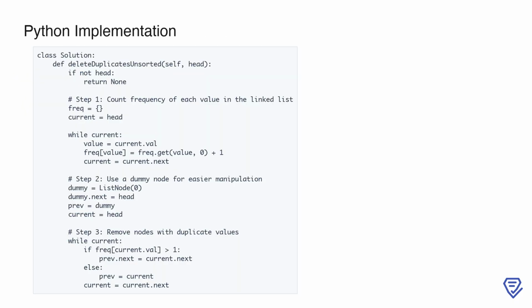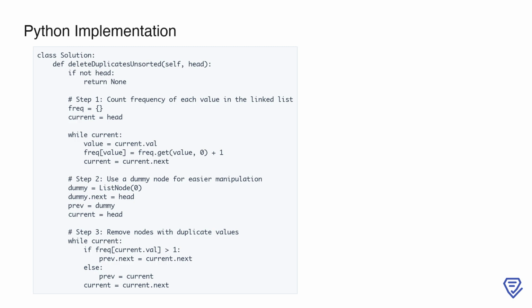Here, we start by defining a method within the solution class called DeleteDuplicates_Unsorted, which takes the head of the linked list as input. The very first thing we do is check if the head is None. If the list is empty, we simply return None because there's nothing to process.